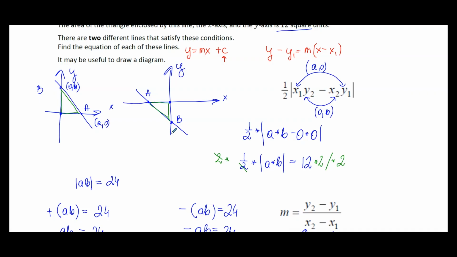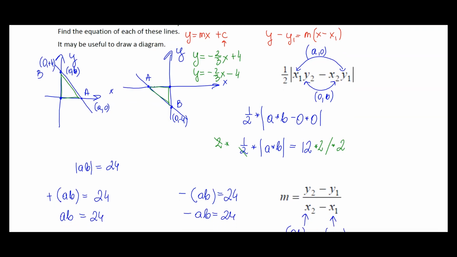So I know that in one version that is minus 4, and in the other version that is plus 4. So that means my two equations will be y equals, the slope is the same for both of them, minus 2 over 3 x. The only difference, one will be plus 4 and the other one will be minus 4. That's the only difference between line 1 and line 2.